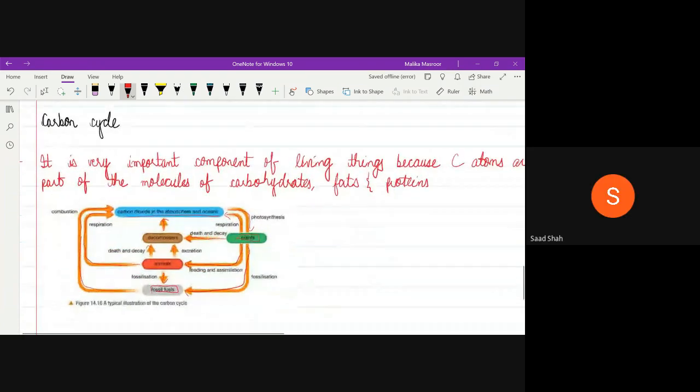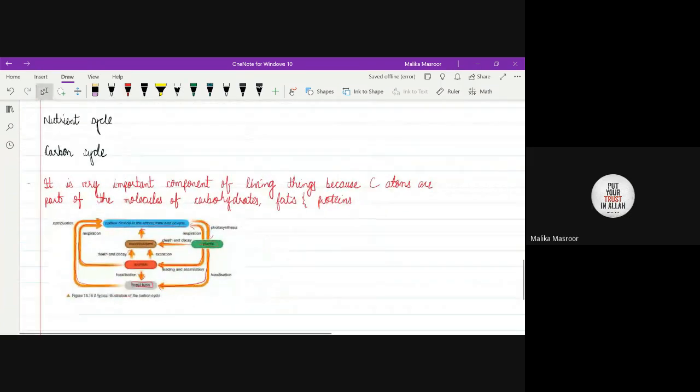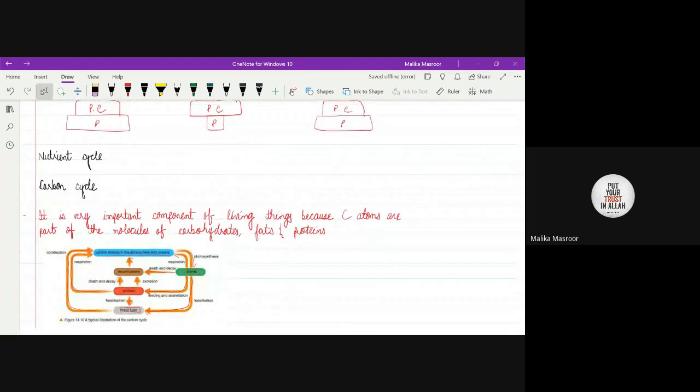I would suggest you write this. It's very simple. Just make 2-3 arrows, and it will be easier for you when you are revising it. Link where they are getting in carbon, where carbon is entering into the ecosystem, and where it is leaving. Quickly draw this and these pyramids as well.